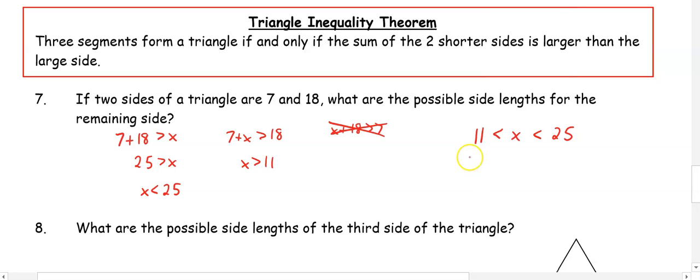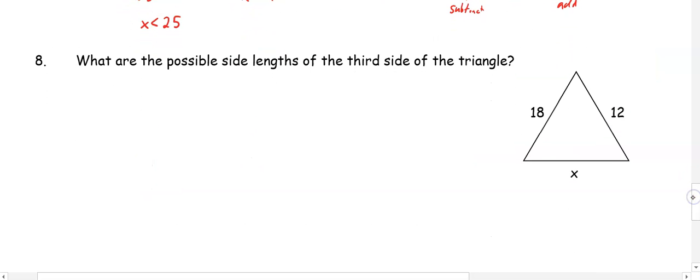The fastest and shortest way to get this is to subtract the sides to get your lowest number and to add the sides to get the highest number. So in number 8, we don't have to do all 3 inequalities. We can do it a little bit faster. We want to find the third side length. So we are going to take the two sides and subtract them, and x has to be greater than that, but x has to be less than when we add the two sides. So 18 minus 12 is 6, and 18 plus 12 is 30. So as long as x is between 6 and 30, that's going to create a triangle.